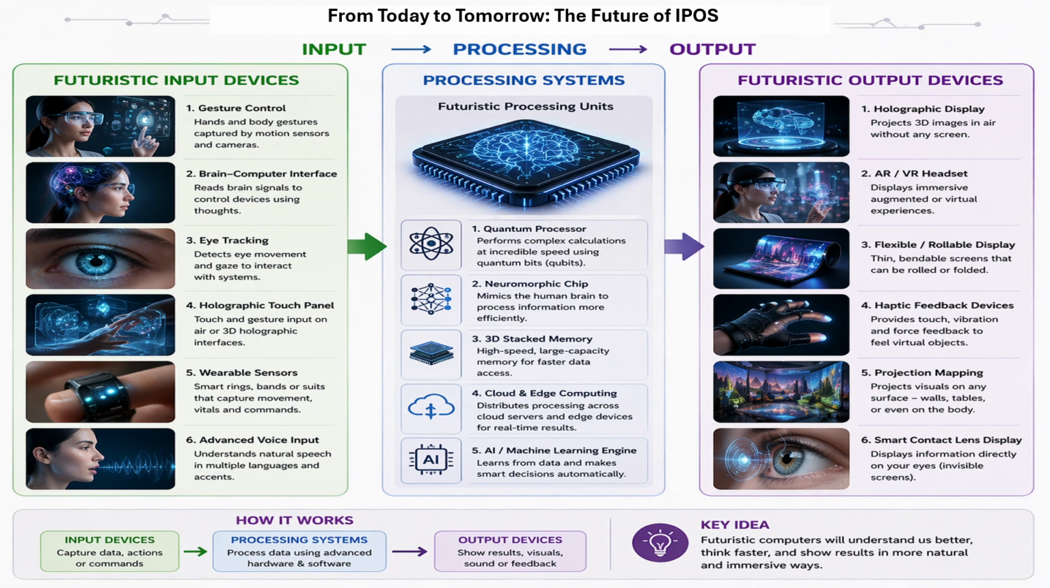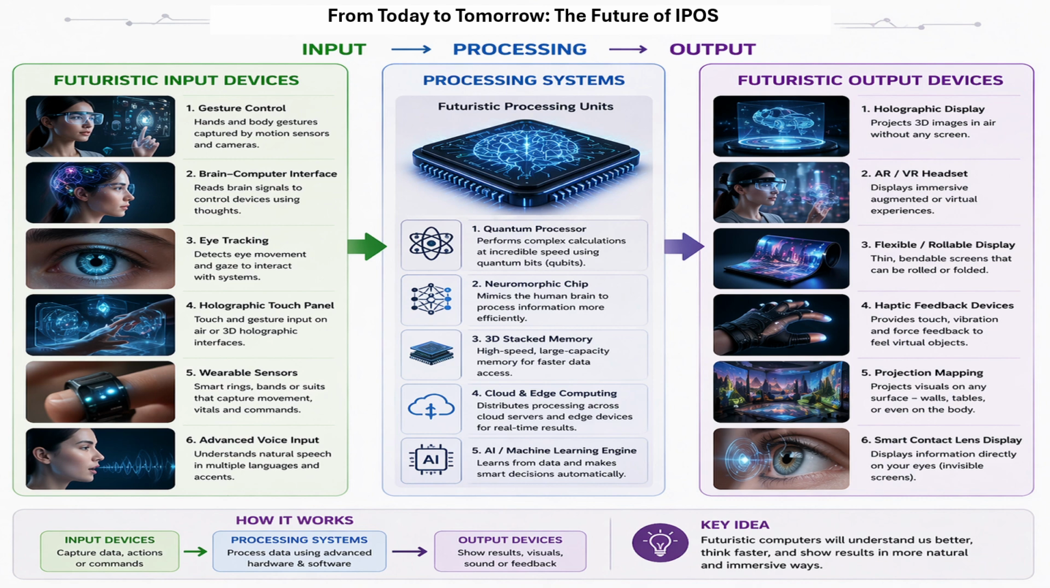Next is brain-computer interface. So there would be a connection between brain and computer. It would be able to read brain signals to control devices using your thoughts. Eye tracking: wherever you're looking, it would detect the eye movement and gaze to interact with systems, and you would be able to interact with them.